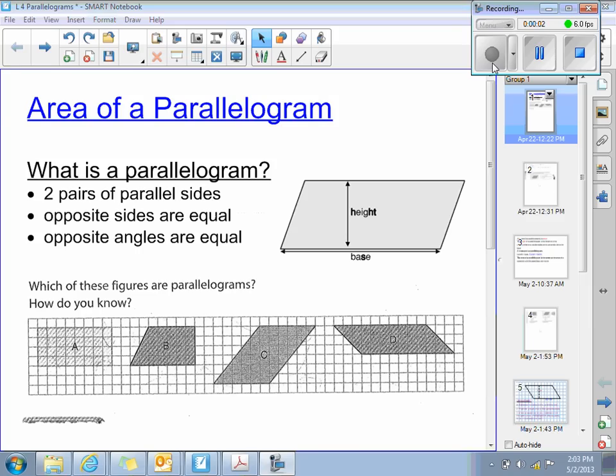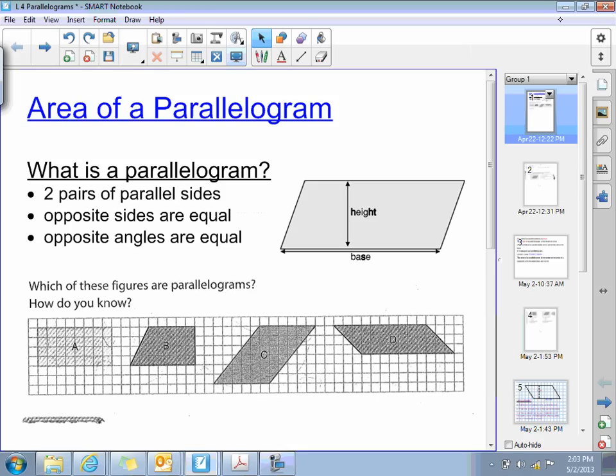Welcome to area of a parallelogram. What is a parallelogram? A parallelogram is a shape that has two pairs of parallel sides. The opposite sides are equal and opposite angles are equal.